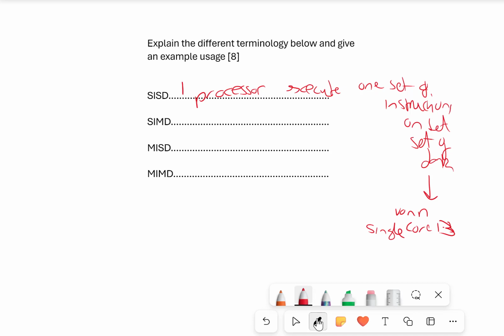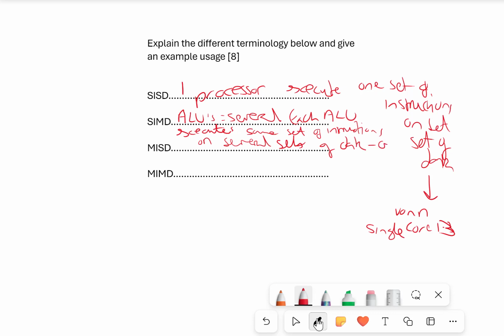You've then got SIMD, which is several ALUs. Each ALU executes the same set of instructions on several sets of data. So that would be, again, the GPU. Graphics processing is a great one. One instruction, put all the pixels in place, the data, millions of different colors.